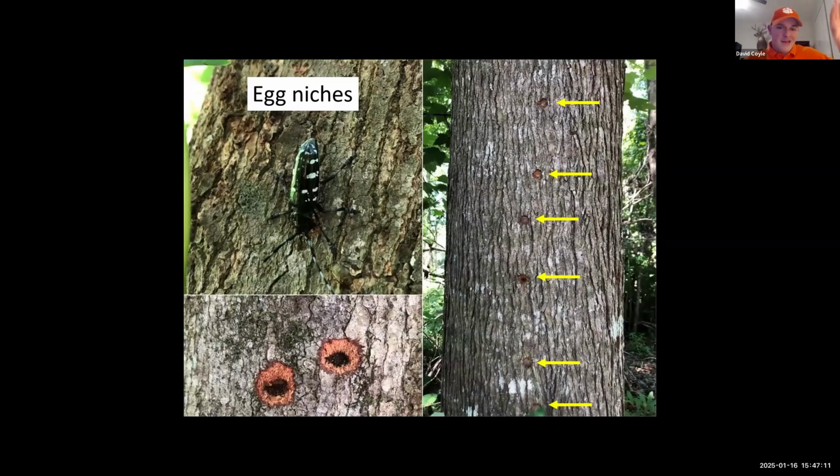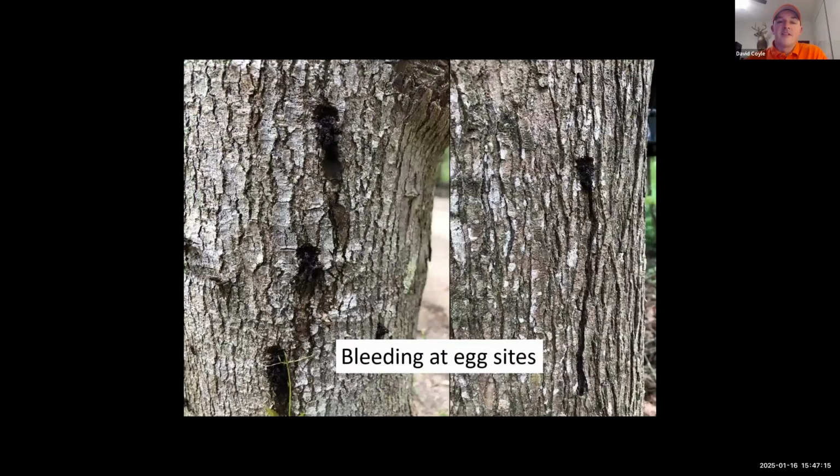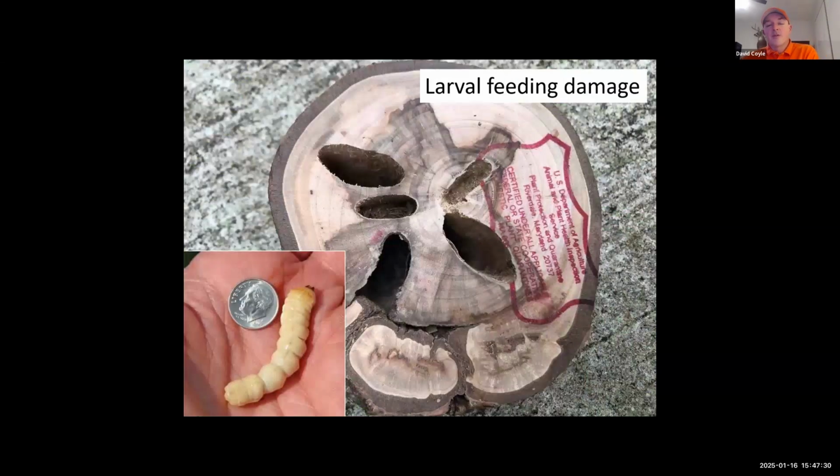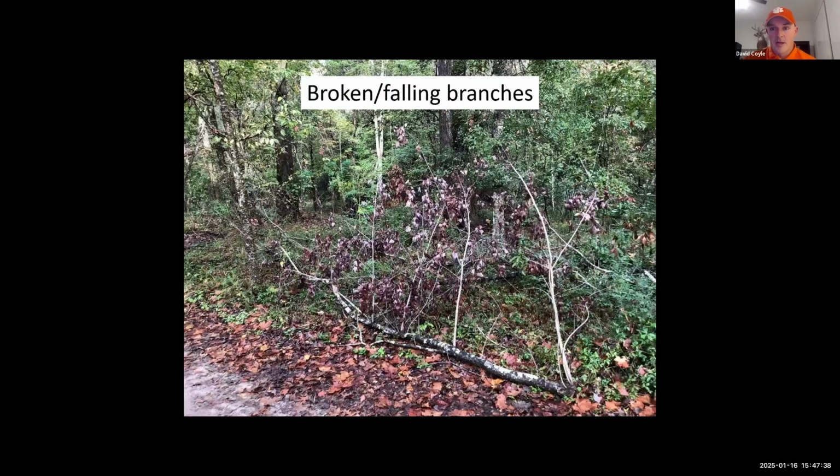She'll put these egg niches all up and down the tree, and then after those eggs hatch, the larvae start feeding on the phloem. This causes this really dark bleeding, which makes it pretty easy to see at this point. As the larvae get larger, they turn and go into the heartwood of the tree, and they kick out sawdust and frass and shavings. And this is where the damage happens, right? They're Swiss cheesing the inside of that tree stem, the inside of these branches, and that is causing branch breaking and branch falling.